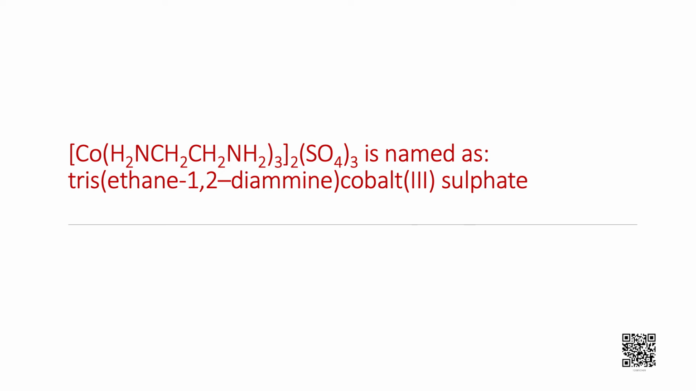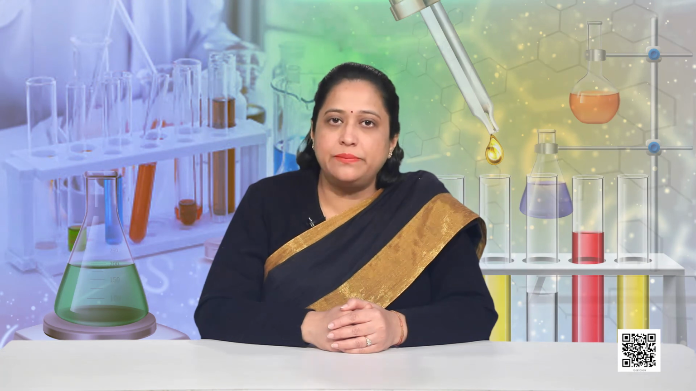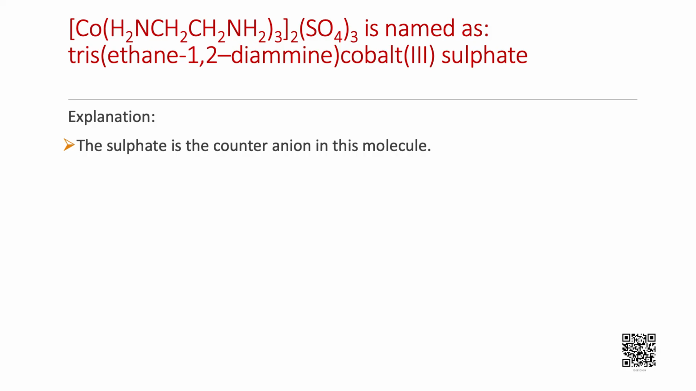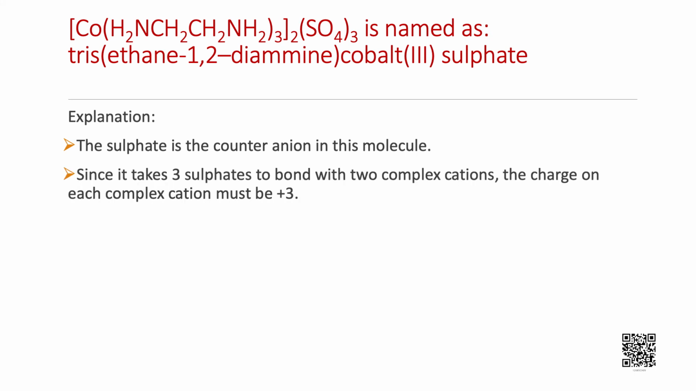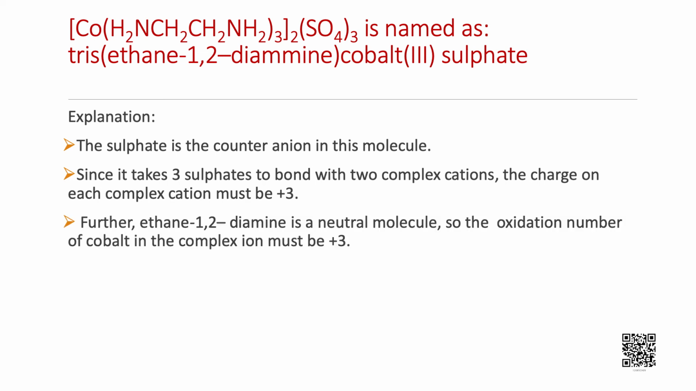The second complex given here is named as tris(ethane-1,2-diamine) cobalt(III) sulfate. Let us understand how we have named this complex. The sulfate is the counter anion in the molecule. Since it takes 3 sulfates to bond with 2 complex cations, the charge on each complex cation must be +3. Further, ethane-1,2-diamine is a neutral molecule, so the oxidation number of cobalt in the complex ion must be +3.